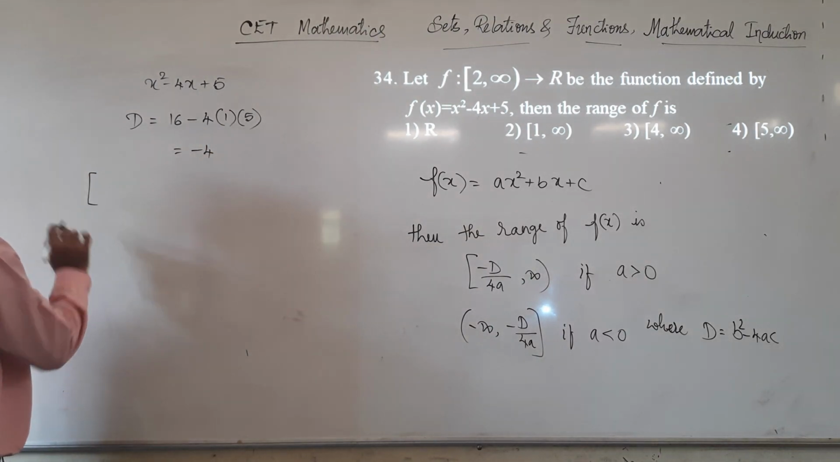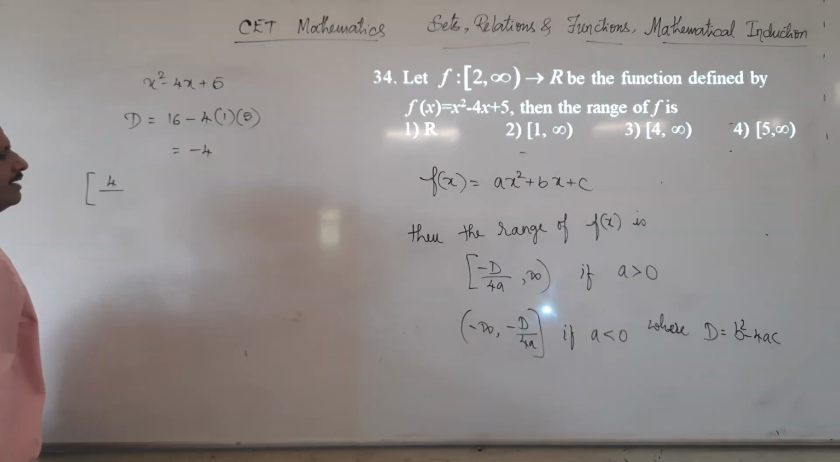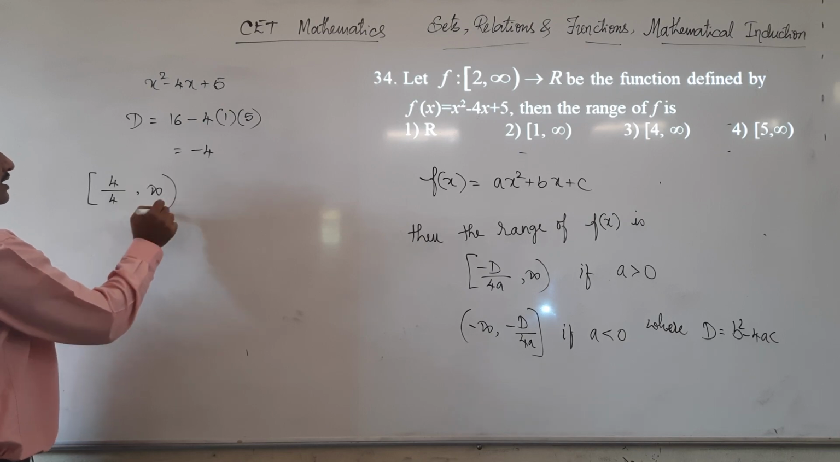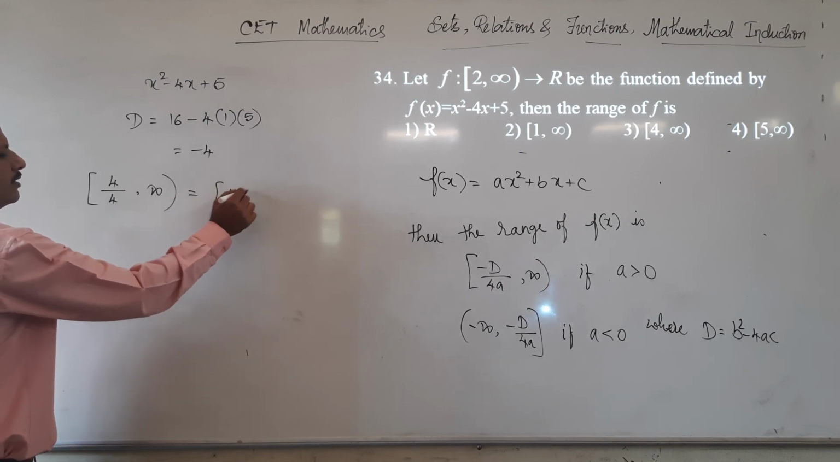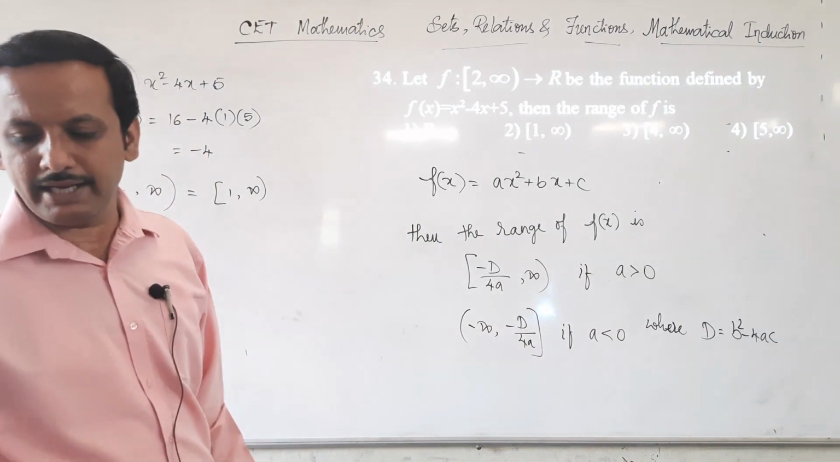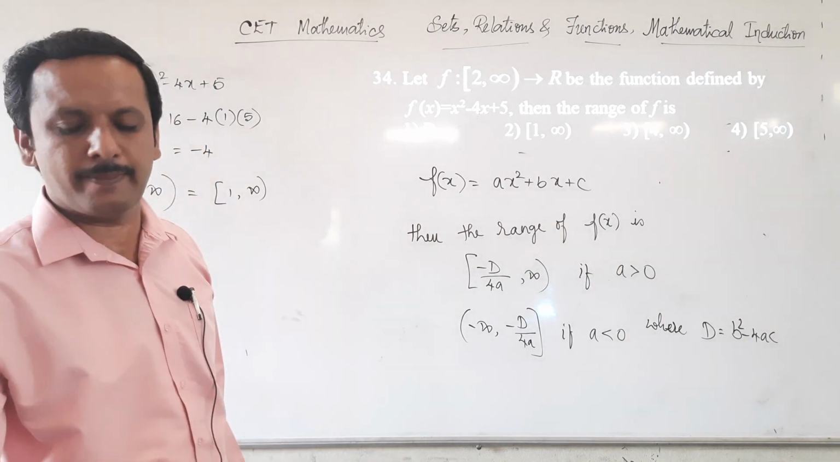So the range is minus D by 4a: minus of minus 4, that is plus 4, divided by 4a, 4 into 1, that is 4, to infinity, which means 1 to infinity. By using this formula also, we can obtain the range. This is applicable for any quadratic expression.